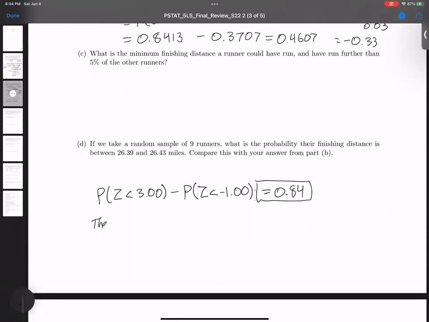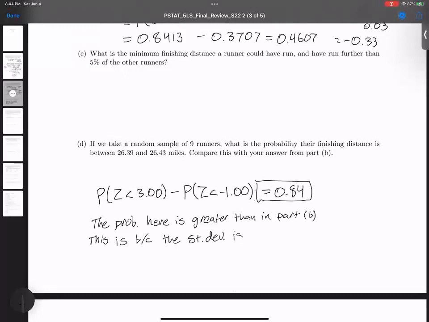The probability here is greater than in part B. And this is because the standard deviation is smaller for X bar than for X.